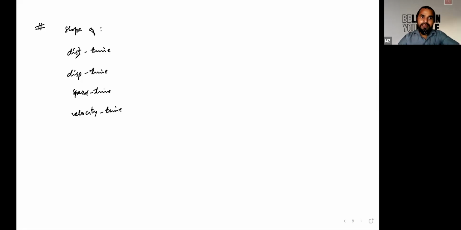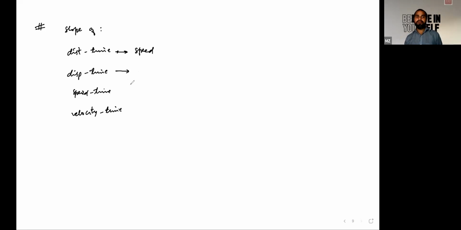So for the slope of the distance-time graph, you have to just divide these two terms. So it will be distance upon time, and it will give you nothing but speed. So we can say the slope of the distance-time graph will define your speed.